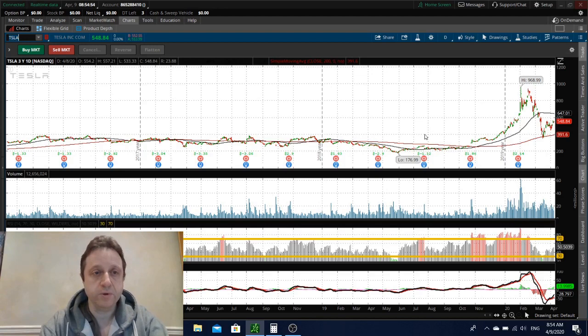I think Tesla is a pretty good buy. I like it more than any other car maker, like GM or Ford. I think Tesla, even at these prices, is a buy.